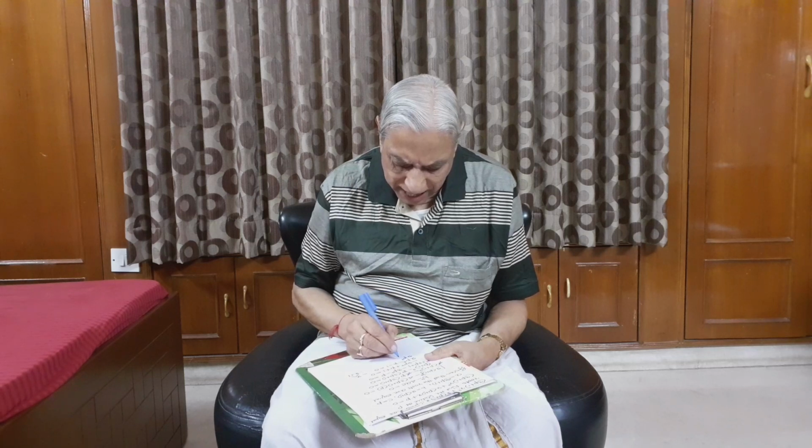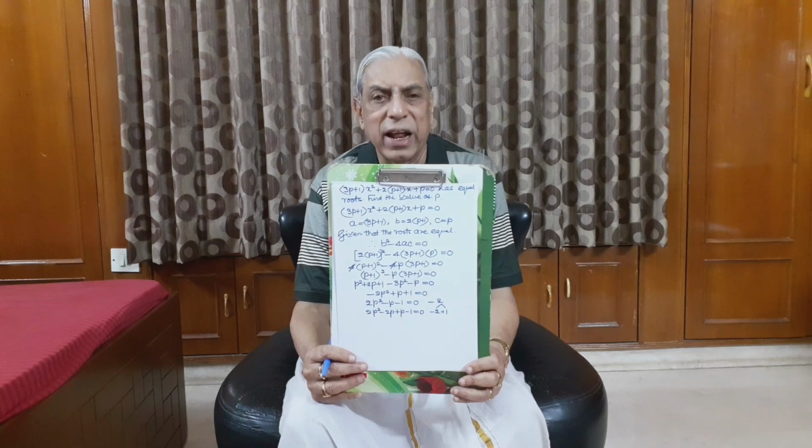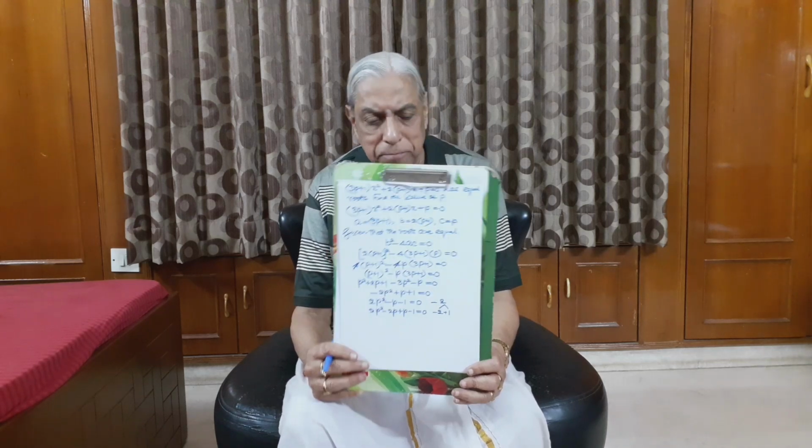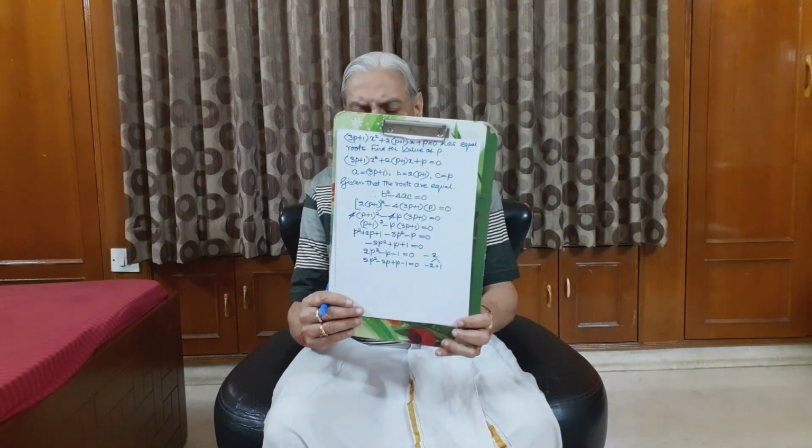Then write this one, 2p square, and minus p I am writing as minus 2p plus 1p, that is, plus p minus 1 equals 0. I don't write plus 1p, simply I write p. When I write plus p, it means plus 1p. So 2p square minus 2p plus p minus 1 equals 0. Group them and factorize. Group them.